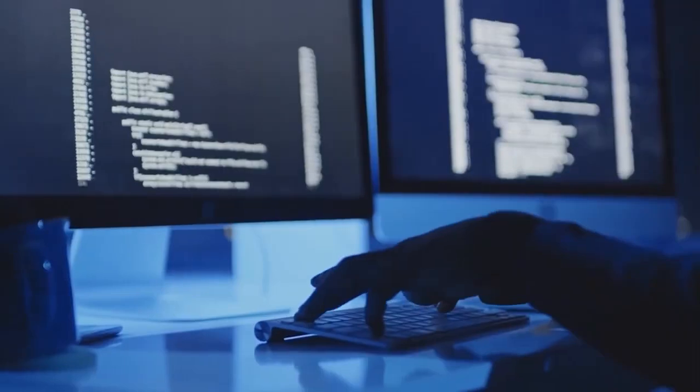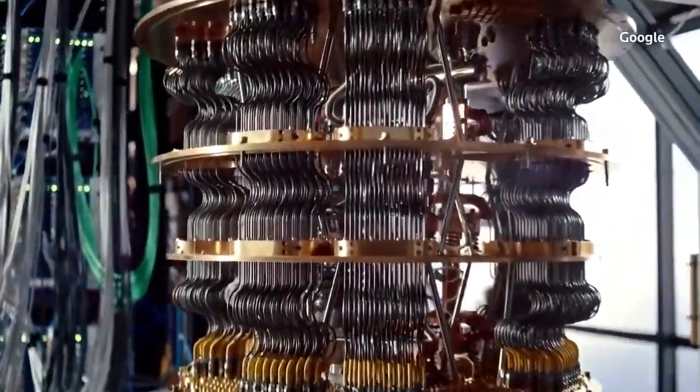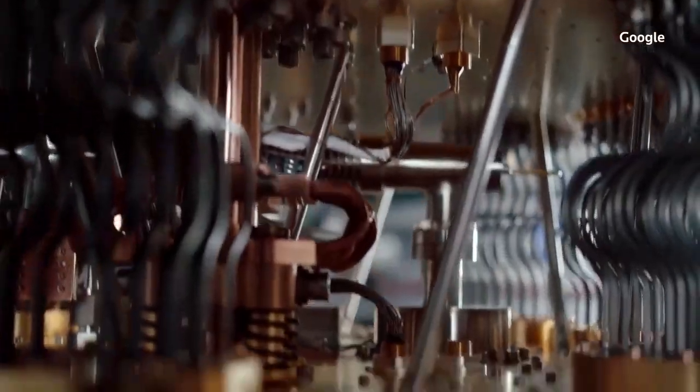But quantum computing isn't just about speed or power. It's about the unknown. As we push the limits of what these machines can do, we are also stepping into uncharted territory, where the very laws of physics and reality are being tested. And this is where things take a darker turn.